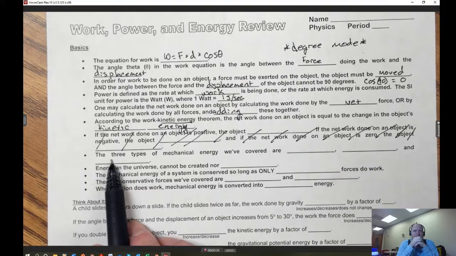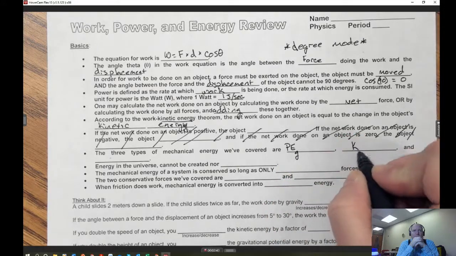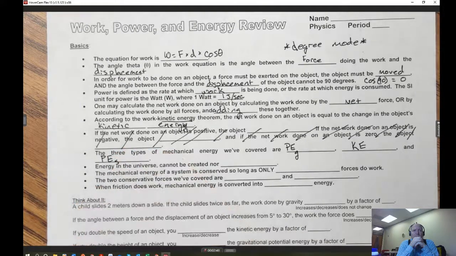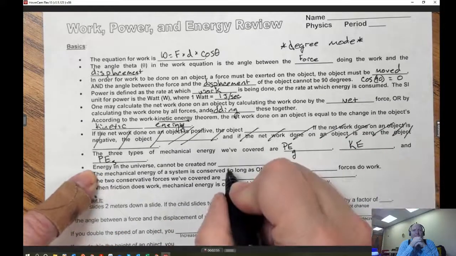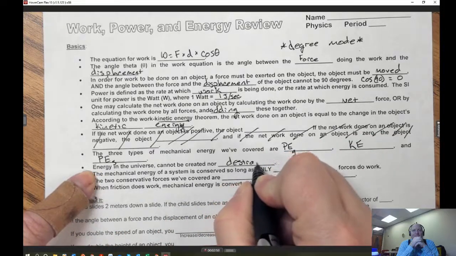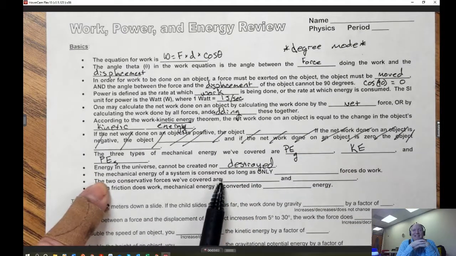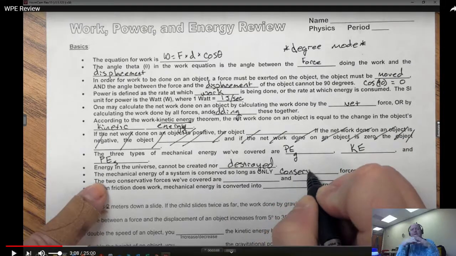The three types of mechanical energy that we've talked about in this particular unit are gravitational potential energy, kinetic energy, and elastic potential energy. Energy in our universe cannot be created or destroyed, only moved around. The mechanical energy of the system is conserved, so long as only conservative forces do work. So, she doesn't have an adjective in front of this word energy.